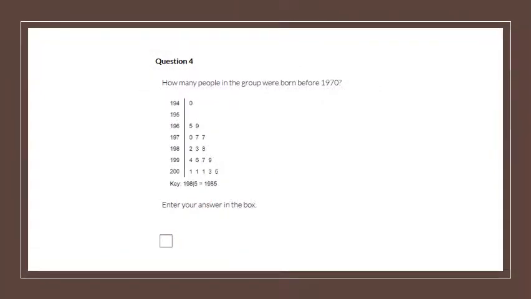Okay, how many people in the group were born before 1970? So in the tens place, we have this whole big number, 197. Okay, so we're looking for before this number. So I've got 1, 2, 3 before that number. So this would be 3 people.